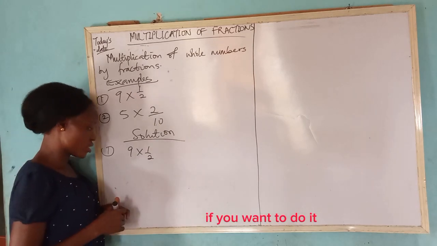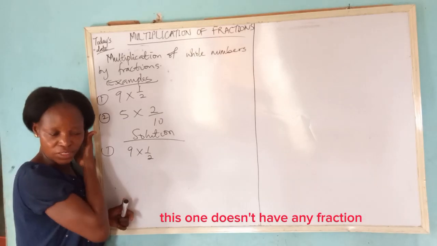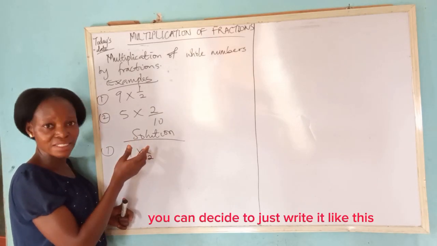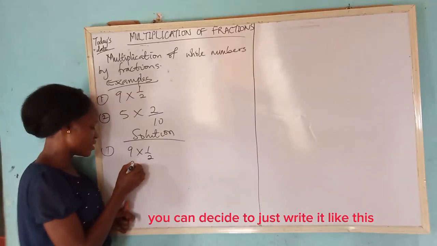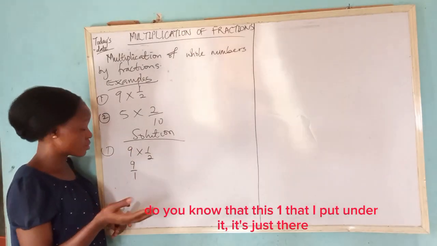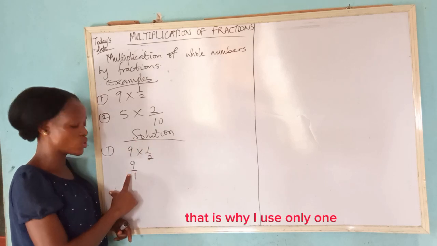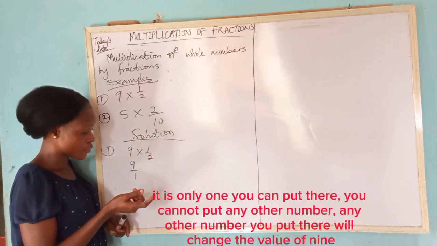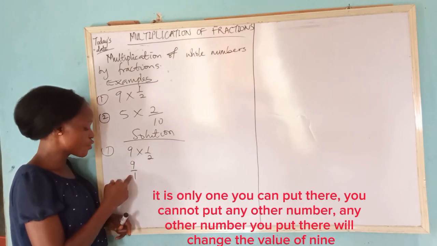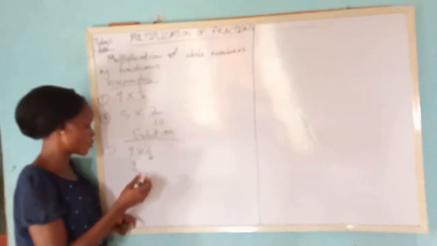If you want to do it, you can say that this one doesn't have any fraction. As it doesn't have any fraction, you can decide to write it like this, putting 1 under it. The 1 I put under it doesn't change the value of 9. That is why I use only 1. You cannot put any other number, because any other number will change the value of 9. But if you put 1, 9 divided by 1 will still give me back my 9. That is why you can only put 1.